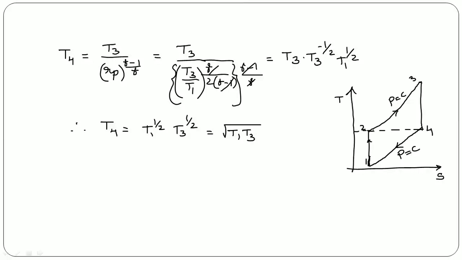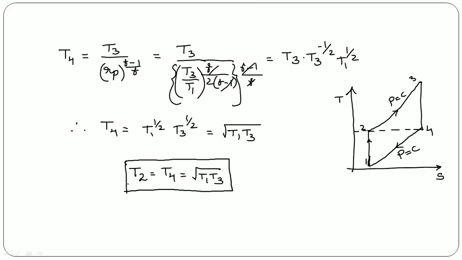So when we come across maximum work done condition, then only T2 is equal to T4, which is equal to under root of T1 T3. Only for maximum work done condition this is correct. Otherwise T4 will be greater than T2 in normal cases. Only for the maximum work done condition this will be equal.